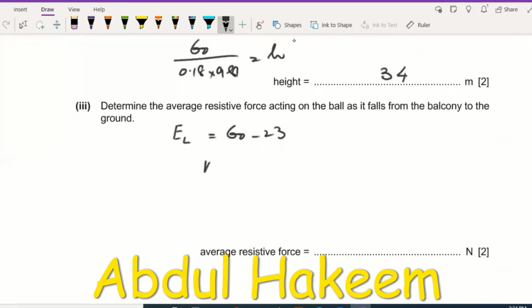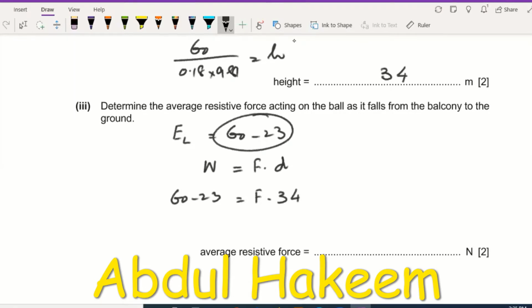So the work done against the resistive forces is equal to F d. The work done is this 60 minus 23, the loss of energy. F, the force, is required, and the distance covered is the height of the balcony. So 60 minus 23 divided by 34, and the answer is approximately 1.09, or we can write 1.1 Newton.